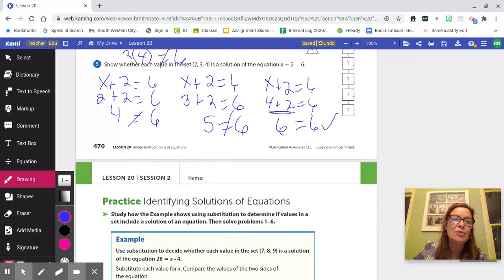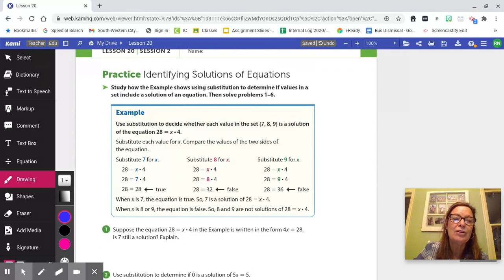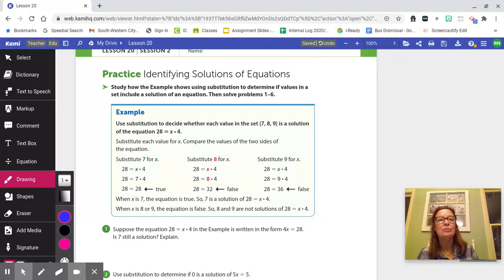Let's go ahead and look at page 471. Again, this would actually be part of your homework, so let's go ahead and read the example. Use substitution to decide whether each value in the set 7, 8, 9 is a solution of the equation 28 equal x times 4. Substitute each value for x. Compare the values of the two sides of the equation. So they did substitute 7 for x. And even if you know what the answer is, I want you to walk through the steps. Don't be taking shortcuts on this. As it gets more complicated, you're going to want to follow the steps.